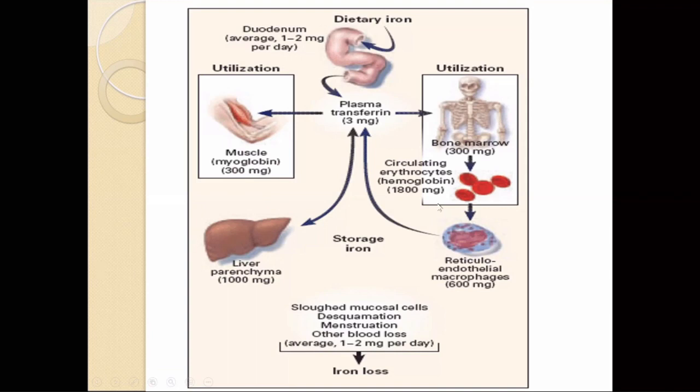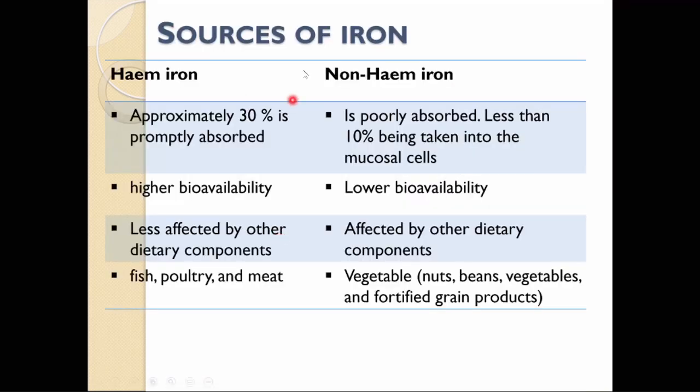You have a certain amount in bone marrow, and iron is lost in different forms: sloughed mucosal cells, desquamation, and through menstruation, etc. About 1 gram in a healthy male, and less than that in a woman, is stored in the liver. So that's basically the basic iron metabolism, which you have already learned, but I have just recapitulated.